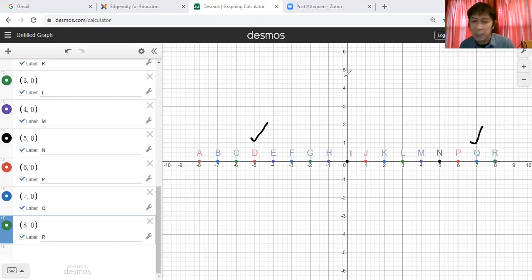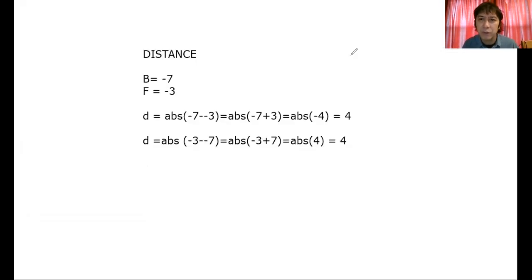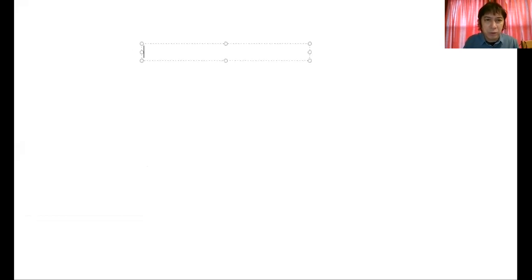For D we have -5, and for Q you have +7. You can see it on screen. Let us determine the midpoint using the whiteboard. Let's clear the previous problem, and we shall now begin how to determine the midpoint. We're talking about the 2 points we selected. That's point D, which is -5, and the other point Q, which has the number 7. We shall determine the formula for the midpoint.